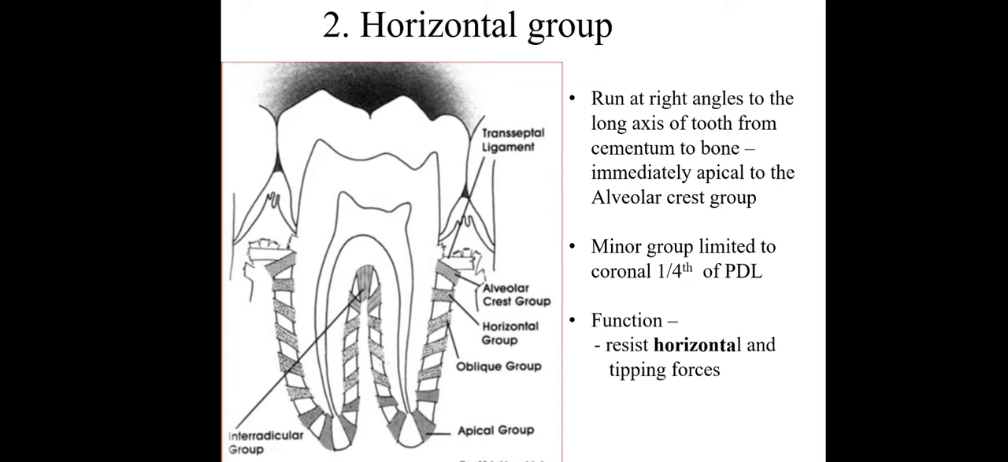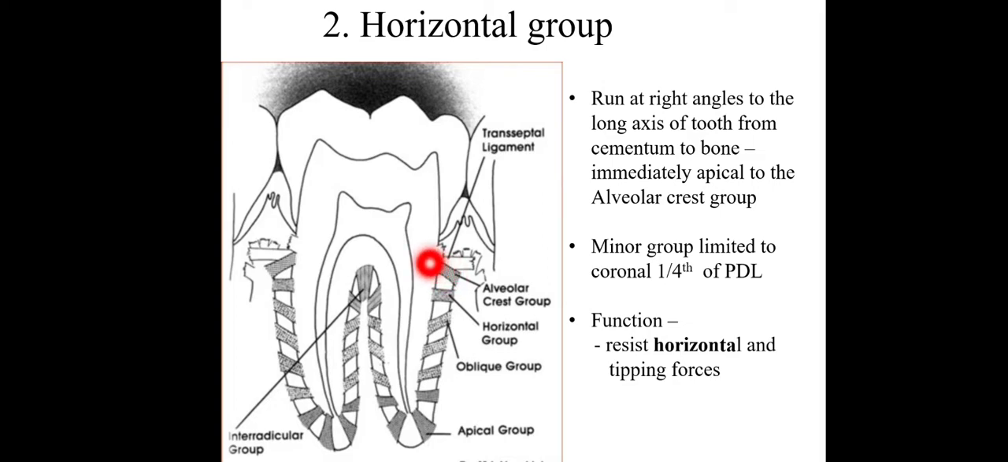Next group of principal fibers are the horizontal group of fibers. The horizontal group of fibers, as you can see in the image and as the name suggests, move in a horizontal direction. That is, they will be at right angles to the long axis of the tooth from the cementum. They extend between the cementum and the bone, and they join the cementum just apical to the attachment of alveolar crest. Alveolar crest are the most cervical group of fibers.